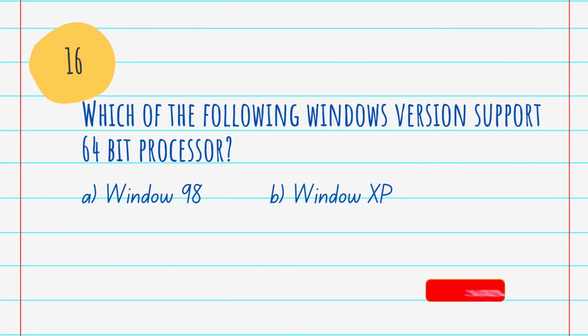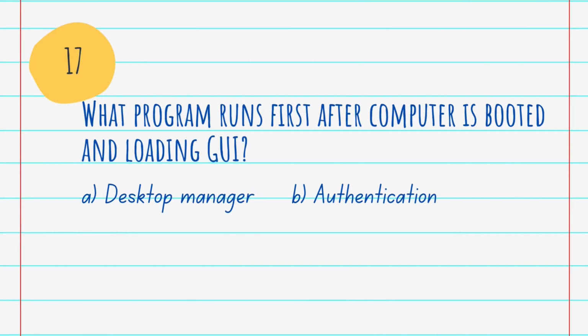Okay. Then question number 16. Which of the following Windows versions supports a 64-bit processor? A. Windows 98 and B. Windows XP. And the answer is B. Windows XP. Question number 17. What program runs first after a computer is booted and loading the GUI? A. Desktop Manager, B. Authentication. Answer is B. Authentication. Authentication runs first after the computer is booted and loading the GUI.